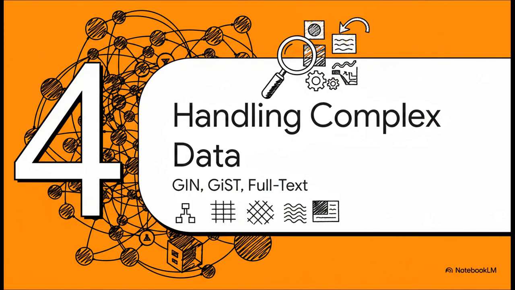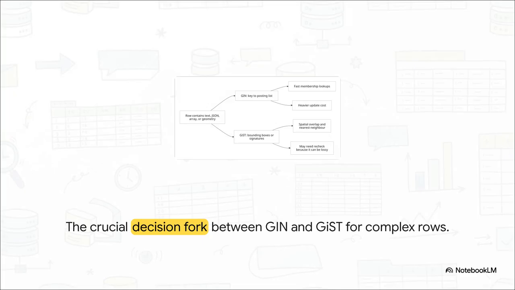Section 4. Handling complex data. Enter GIN, GiST, and full text. Let's shift gears into the wild west of complex, non-scalar data. When you get here, you hit a crucial fork in the road between GIN and GiST.